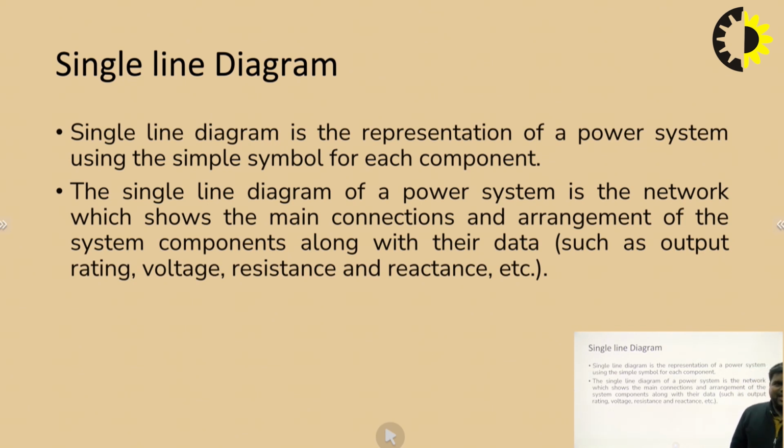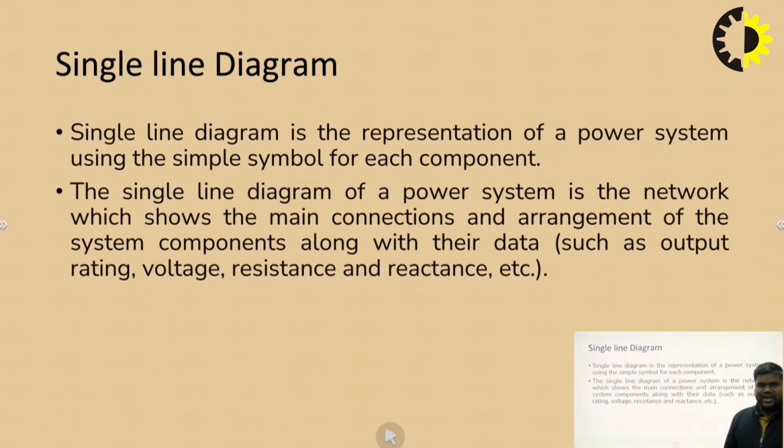A single line diagram is the representation of a power system using simple symbols for each component and the apparatus used for the transmission, distribution, and generation parts. We all know that there are three major sectors in which the power system deals. The first one is generation, the second one is transmission, and the third one is distribution.